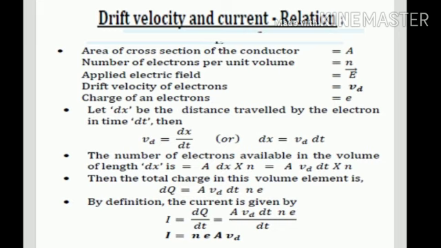Let us imagine A be the area of cross section of the conductor. Let n be the number of electrons per unit volume of the conductor. Let E vector be the applied electric field to the conductor. Let Vd be the drift velocity of electrons inside the conductor. Let e be the charge of the electrons. Let dx be the distance travelled by the electron in time dt.